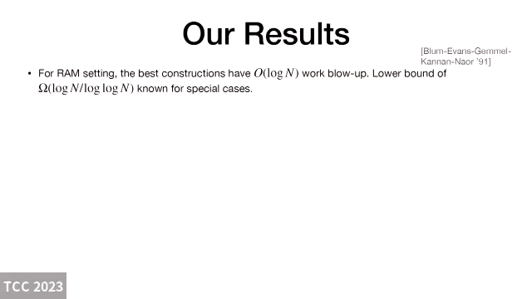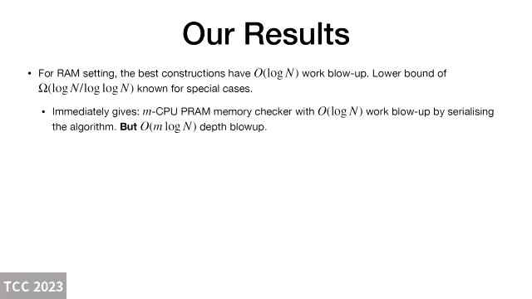Okay, so this brings us to our results. First, just to recap what we know in the regular RAM setting, the best known constructions have O(log n) work blow up, and this was already shown in Blum et al. And there's also a lower bound of log n over log log n communication for some special cases, which most constructions fall into. This is a result by Dwork et al. Immediately, if you serialize a given PRAM algorithm by just saying at every time step, only one person can talk, this actually gives you O(log n) work blow up, but it gives you O(m log n) depth blow up. So you're really not using the parallel capabilities.